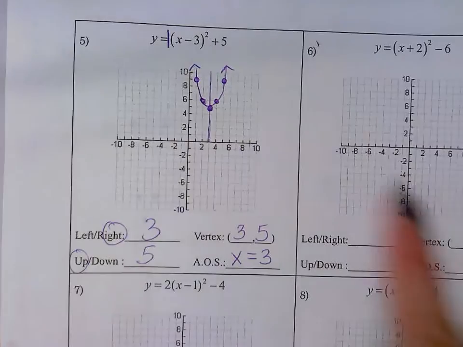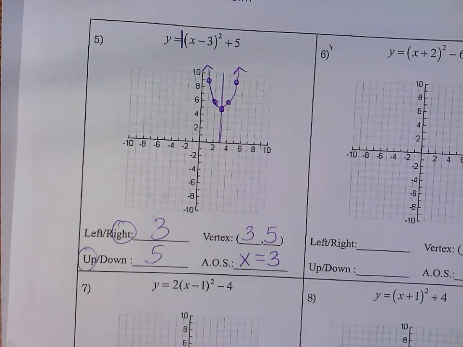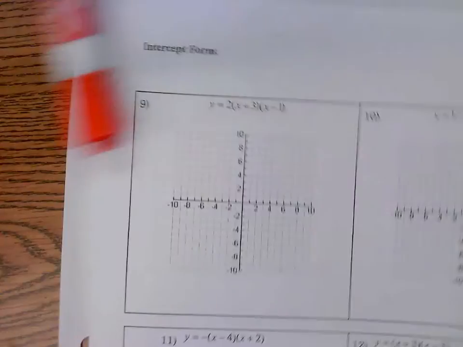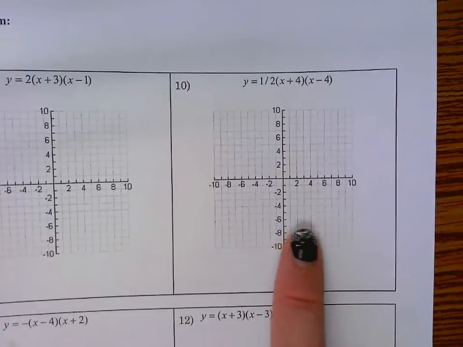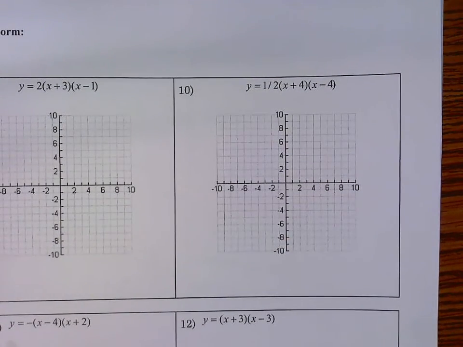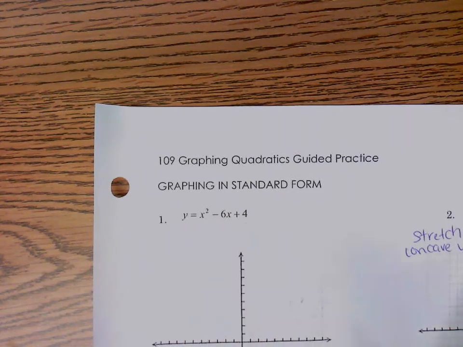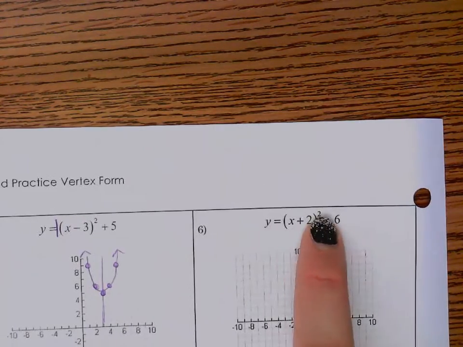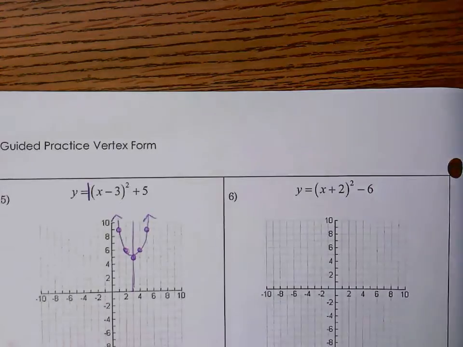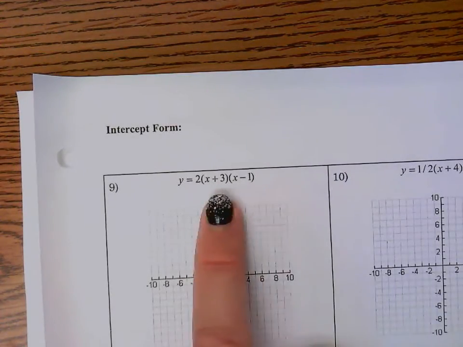Those should be pretty quick because you can literally read the vertex right in the equation. Let's just review how to do one in intercept form. Let's pick the half one. So how about 10 right here? All right, intercept form. So look at the difference between what they look like. So standard form, ax squared plus bx plus c. Vertex form always has this being squared. And then intercept form has 2 different parentheses.